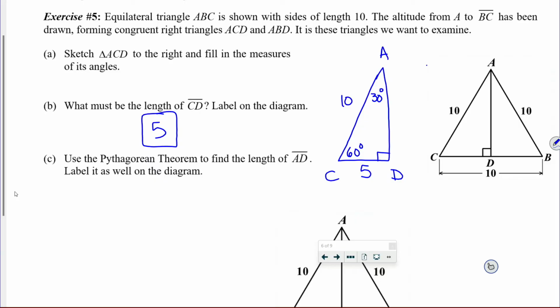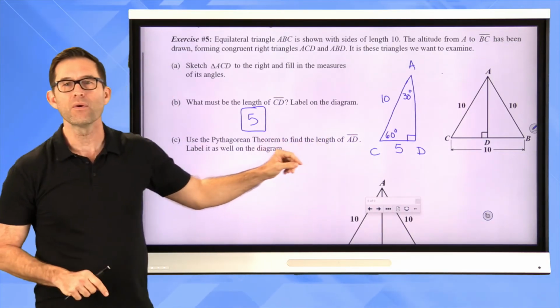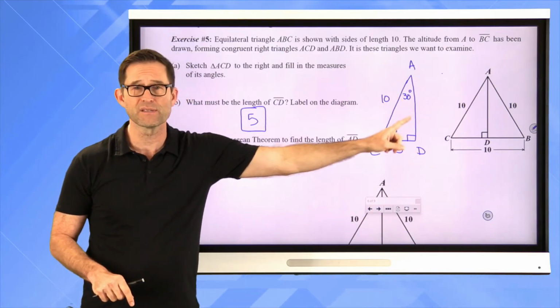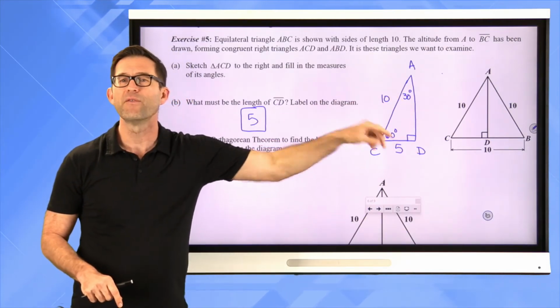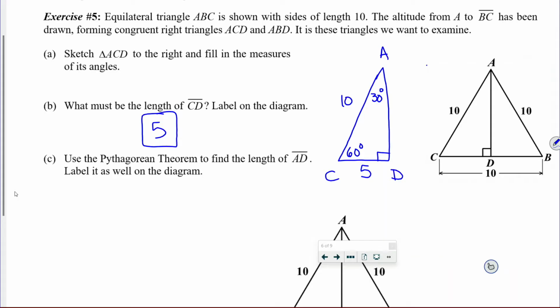Letter C. Use the Pythagorean theorem to find the length of AD. Label it as well on the diagram. And I really should have said in simplest radical form. But why don't you go ahead and use the Pythagorean theorem. This time we're not solving for the hypotenuse, so it takes a little bit more work, but figure out what that length is. Pause the video now.